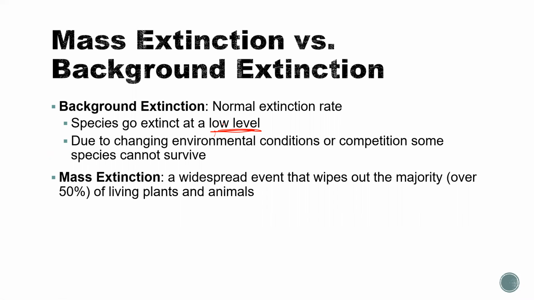These low level extinctions are due to changing environmental conditions, they're due to competition. Some species just cannot survive. There are a number of reasons why species would go extinct. A mass extinction is a widespread event that wipes out the majority, over 50% of living plants and animals. Now, we have had 5 mass extinctions so far.